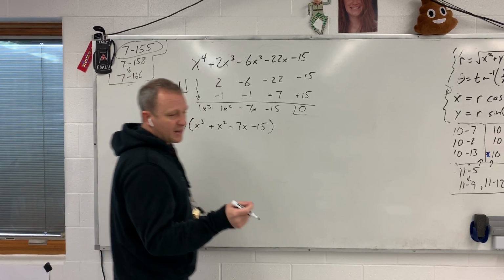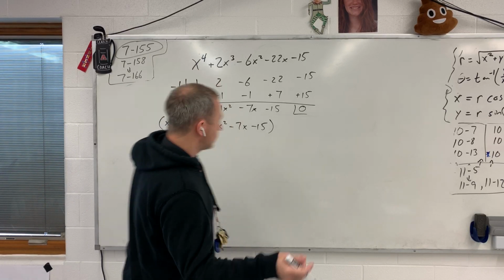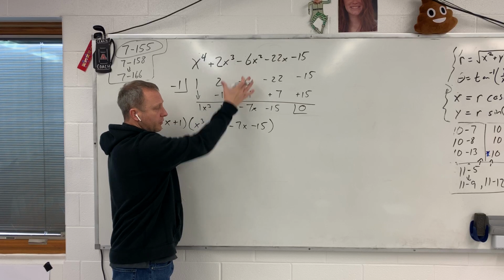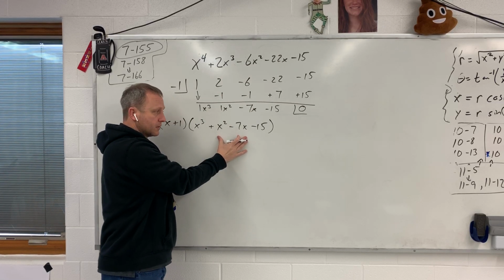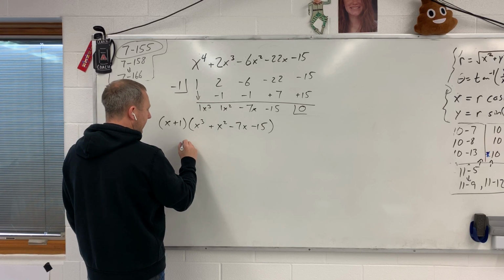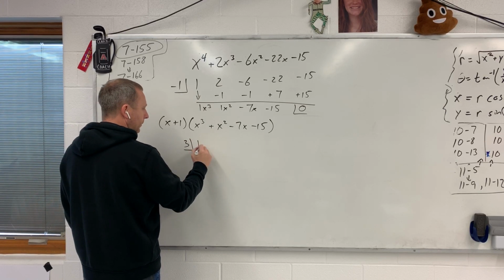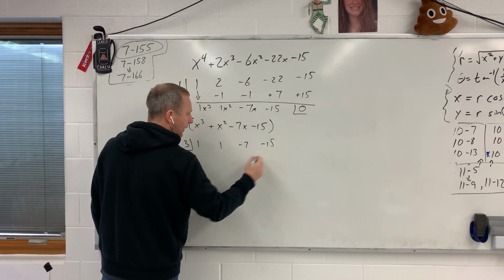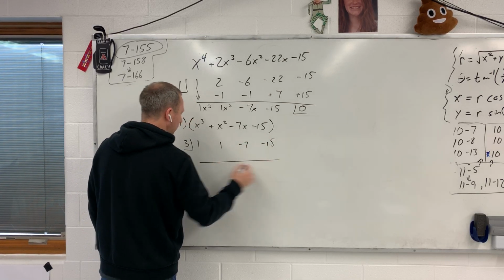The other one we said was a +3. Now I don't want to take +3 out of our original, I want to take +3 out of this. Like I said, you're actually taking pieces away. So let's take out a +3. This is going to be 1, 1, -7, -15. Sorry, that's a 5. Just trust me.